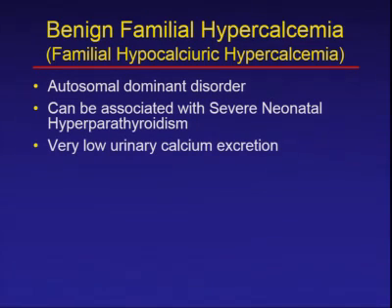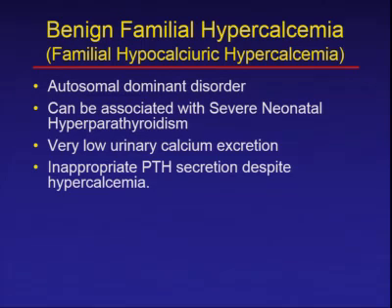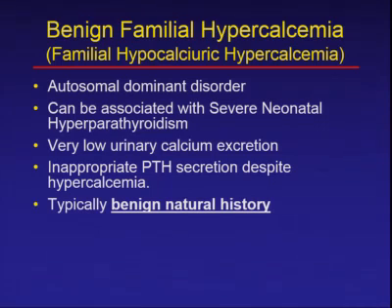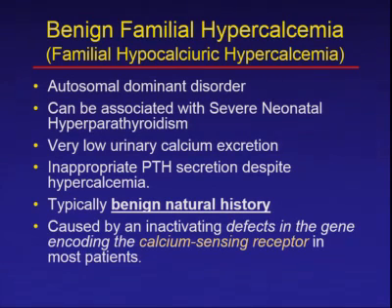These patients do have low urinary calcium excretion, and when you measure their PTH level, it is elevated inappropriately in the context of this hypercalcemia that they have. Usually the hypercalcemia is relatively mild, maybe in the 11 range, and for that reason, as I mentioned, largely asymptomatic with a very benign long-term history for these patients. The cause, we believe, is a mild inactivating defect in the calcium sensing receptor. Again, we talked about this with hypoparathyroidism.